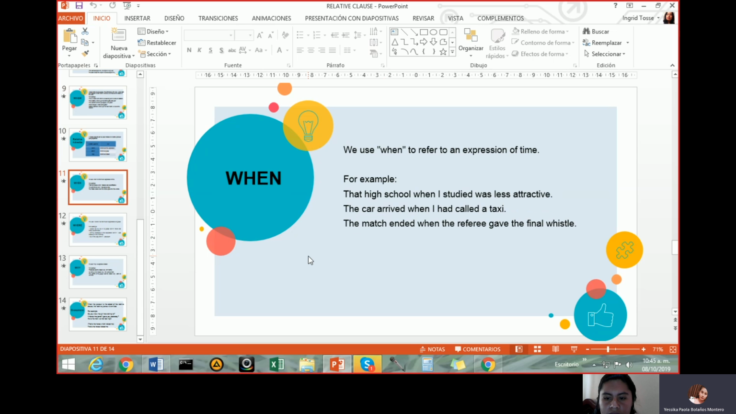El carro llegó cuando yo había llamado un taxi. Yes, perfect. In this case, we can find that "when" applies to time. Why? Because first we called the car, but we already had the taxi. Es decir, nosotros utilizamos "when" para expresar el tiempo.